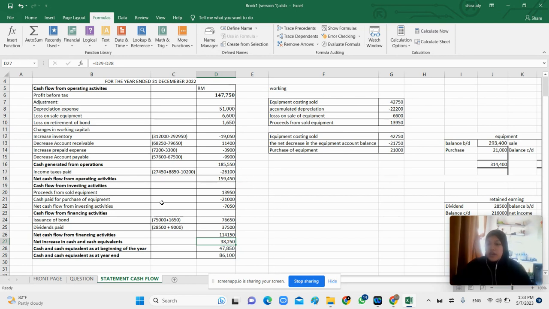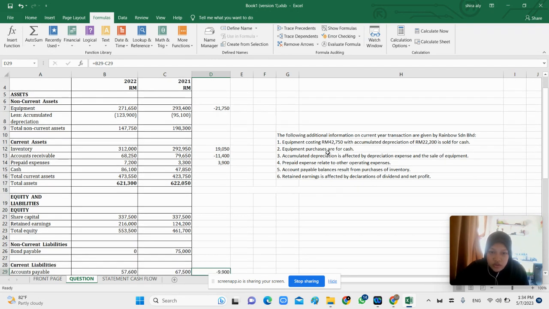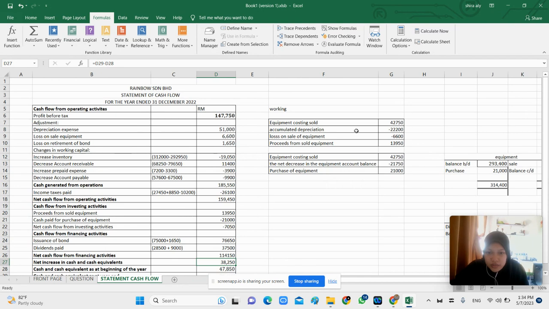Okay, and then we'll go to the cash flow from investing activities. For this one we will see in additional information. So the first one, if we get equipment costing 42,070 with accumulated depreciation of 22,200 is sold for cash. So we want to find the amount sold for cash. So we have to do some working.